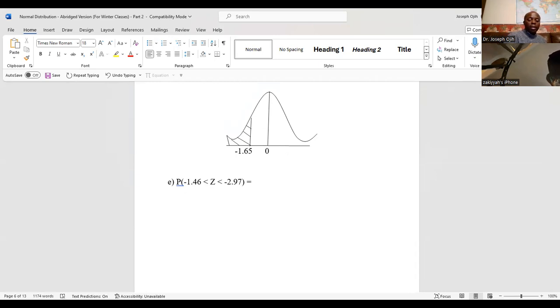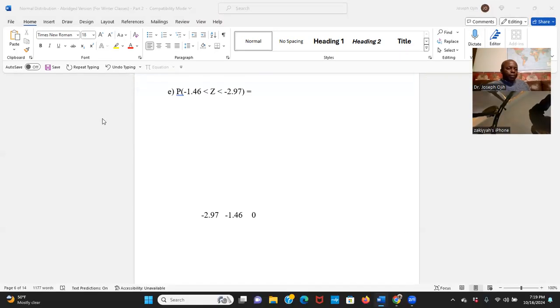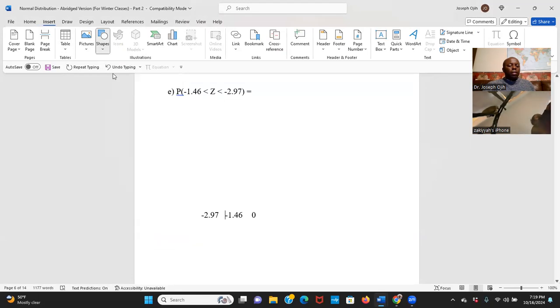Again, you begin by drawing the table. Negative 1.46 here. Two comes before one, so this here will be negative 2.97 and negative 1.46 before it gets to zero. Okay, move it down a little bit. Now we can put our chart. I draw the X axis first, then the chart.